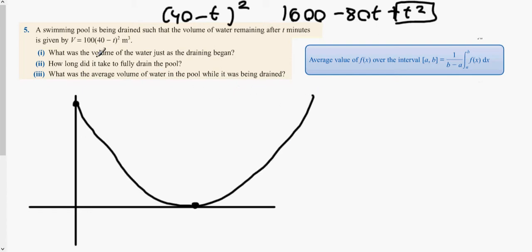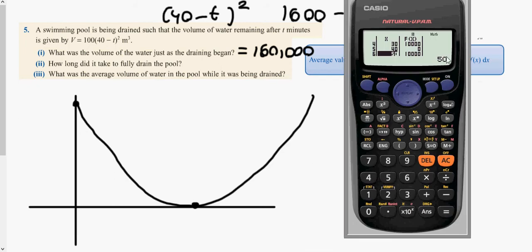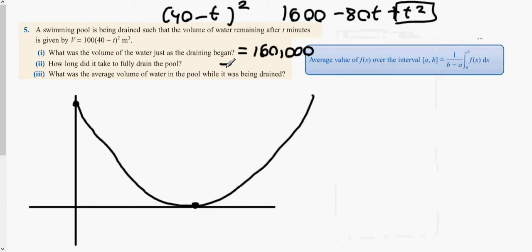Okay, so what was the volume of the water just as draining began? As draining began, it's going to be 160,000. This is because t has to equal 0 just as it began. Now, after how long did it take to fully drain the pool? When did it go down to 0? 40 minutes. So that there equals 40 minutes.